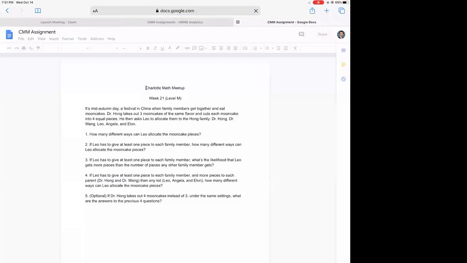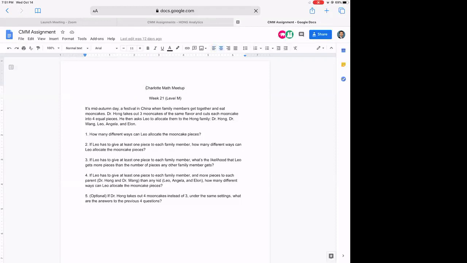All right, so basically it's saying I'm taking 3 mooncakes. Well, it's mid-autumn day. It's a Chinese tradition to eat mooncakes. Have a family sit together, eat mooncakes, and look at the moon. Right. So I took out 3 mooncakes and I cut it into 4 equal pieces. And the 3 mooncakes, the same flavor. So we can consider all these 12 pieces. They are the same. Okay.